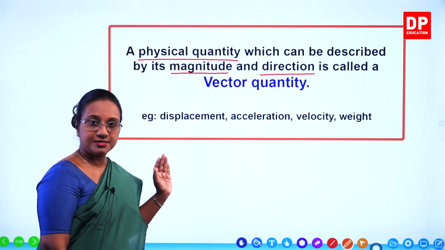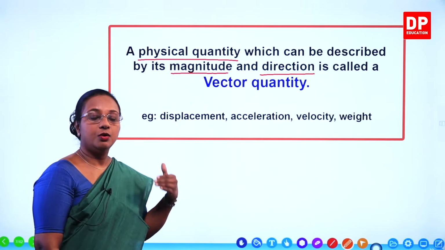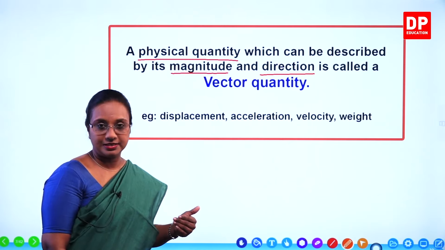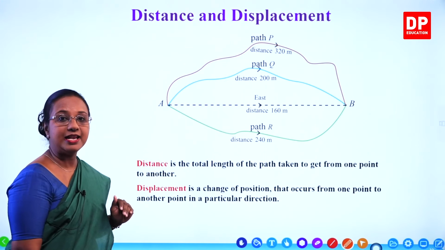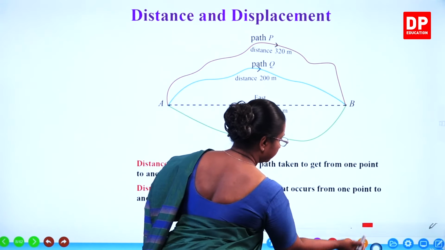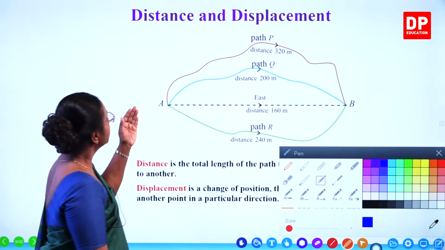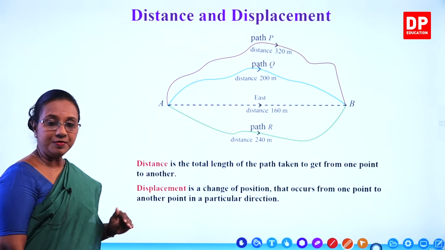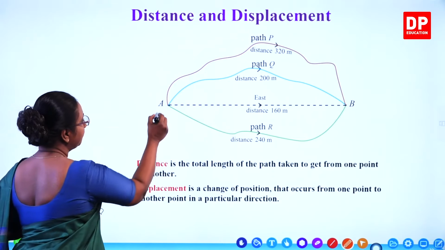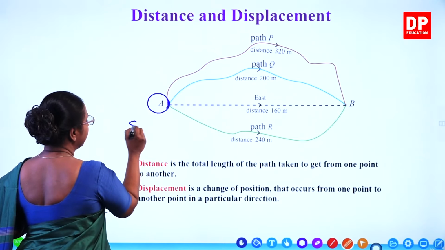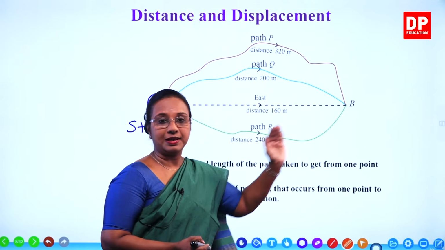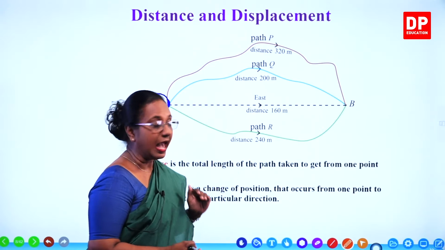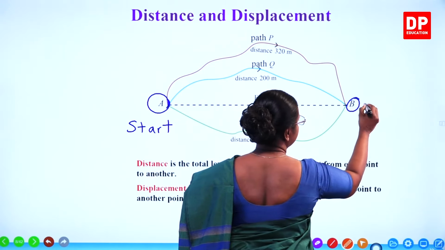With these considerations, we will now see what distance and displacement are. Okay, the first topic, distance and displacement. We will see what distance and displacement are. So here, as you can see in this diagram, there is a child who wants to start from point A. So this will be her starting point. And she wants to go to another place which is point B. And that will be her destination.